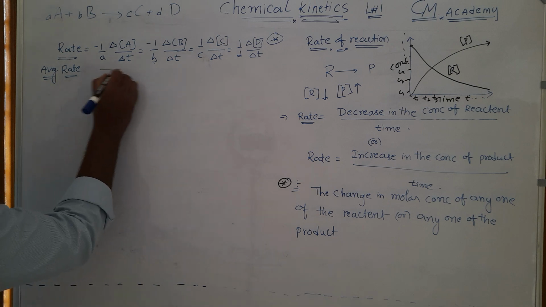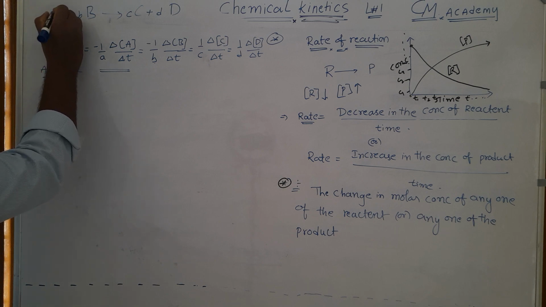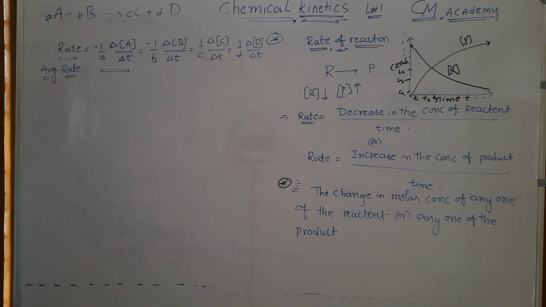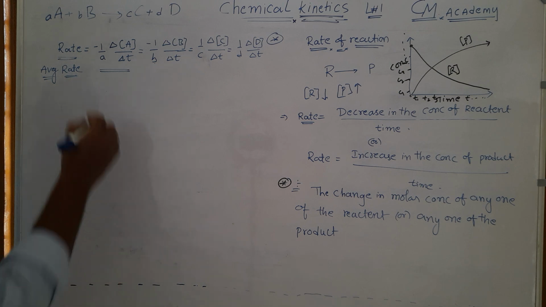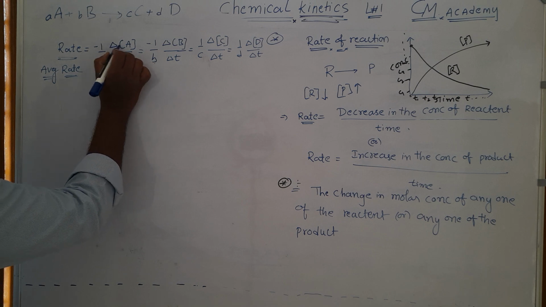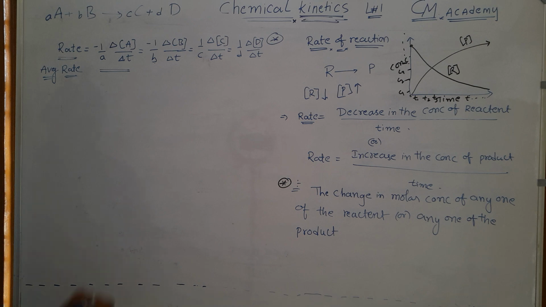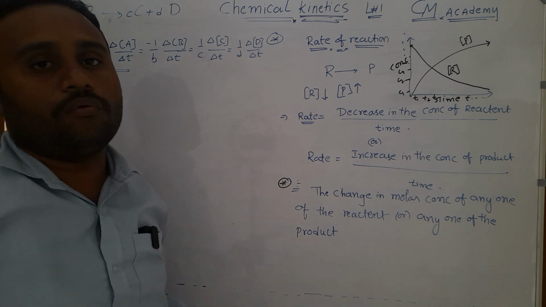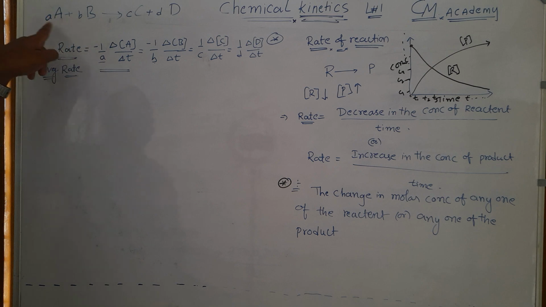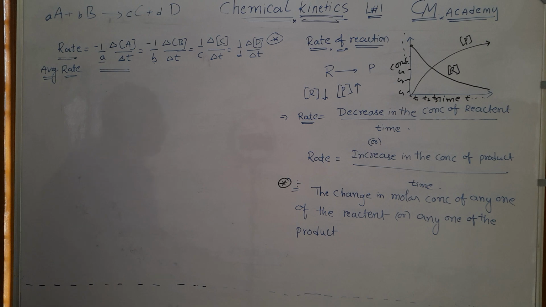Now, how to express this mathematically? First, let us observe with respect to A. With respect to A, the rate is minus 1 by a, delta A by delta t, the change in concentration of A by change in time. Why are we writing 1 by a? Because a moles of A are there, but we are taking only 1 mole, so we divide by a to get the value for 1 mole.